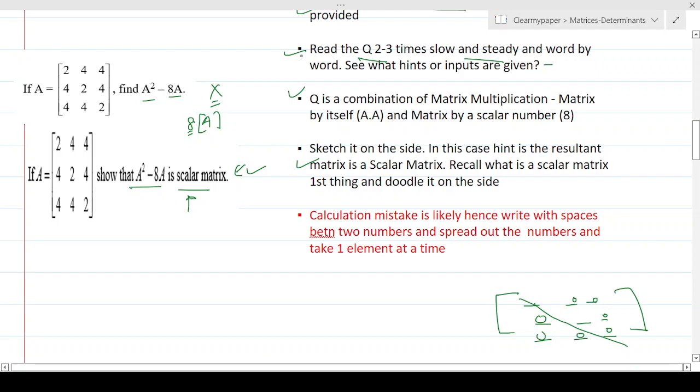Do all the check boxes. And just a word of caution: matrices are normally lengthy and involve too much computation. It can be overwhelming and you might get fatigued solving the problems and pick up the wrong row or the wrong column. The thing that I put in red is a caution: calculation mistakes are highly likely. So write the numbers in clear spaces, which I'll show you. Take one element at a time, go slow and verify the matrix. Always do that.